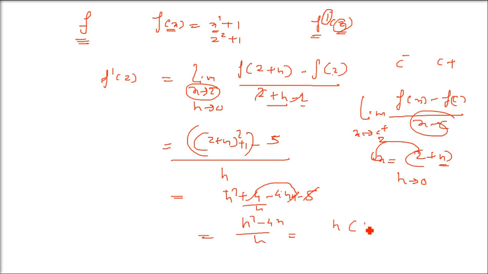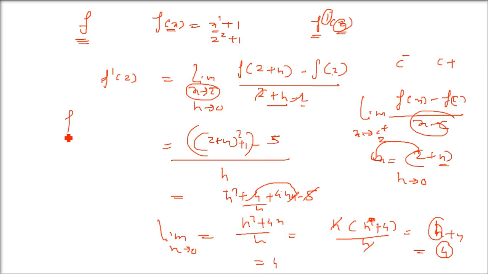Now h square plus 4h, divided by h. So now you can take h common, and then h gets cancelled. You have h plus 4, and now you apply the limit here. The limit is h tending to 0, so h is going to be 0, and 0 plus 4 is 4. So you are going to get the value, this is f dash 2. f dash 2 is 4, that is, the differentiation of this function at 2 is 4.